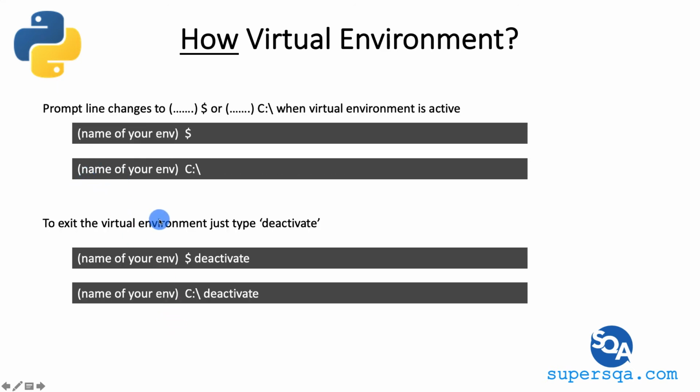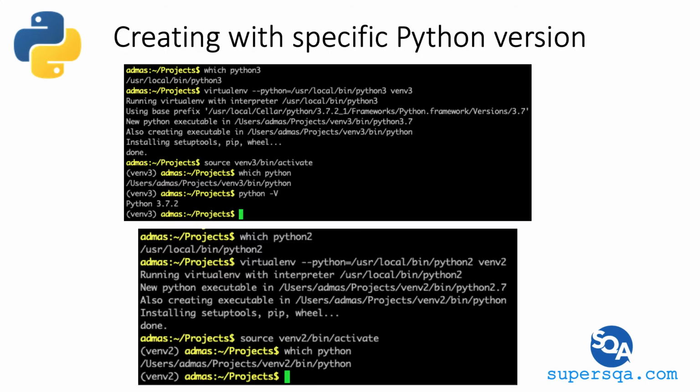All right, so like I said, right when you activate it, the name of your environment is going to come prior to the prompt. And to get out of the virtual environment, all you got to do is type deactivate, and you'll be out of the virtual environment. This is the same command either you're on a Mac or on a Windows.